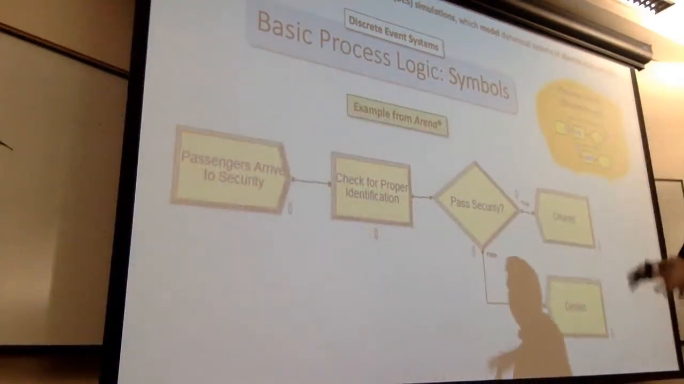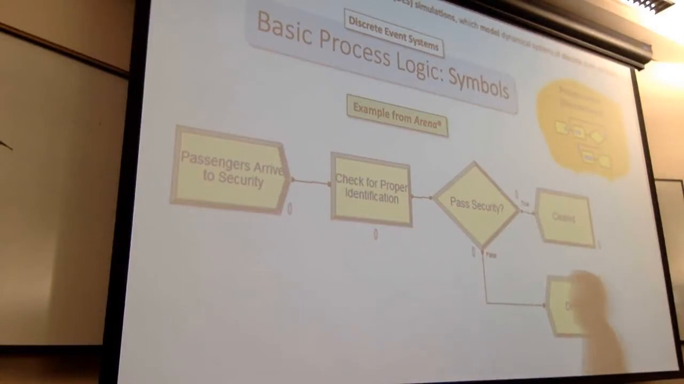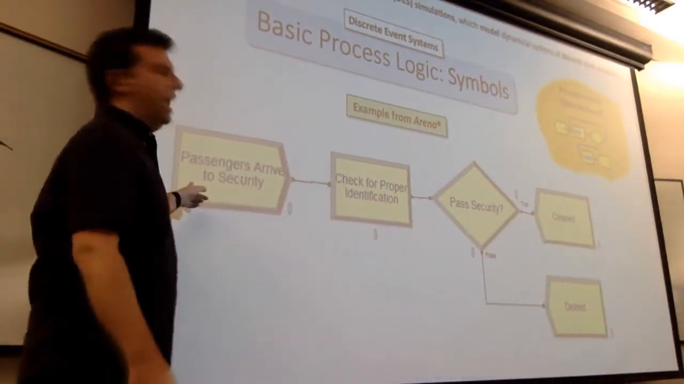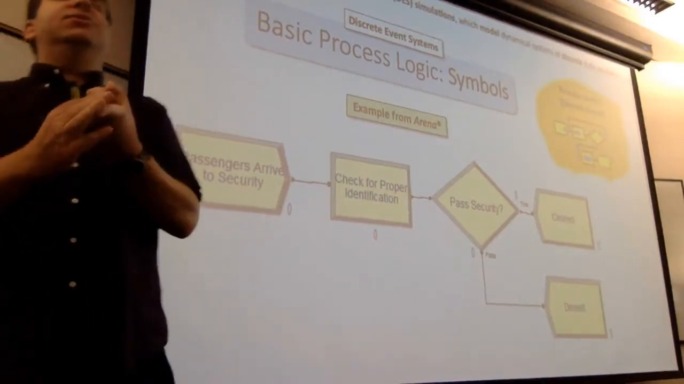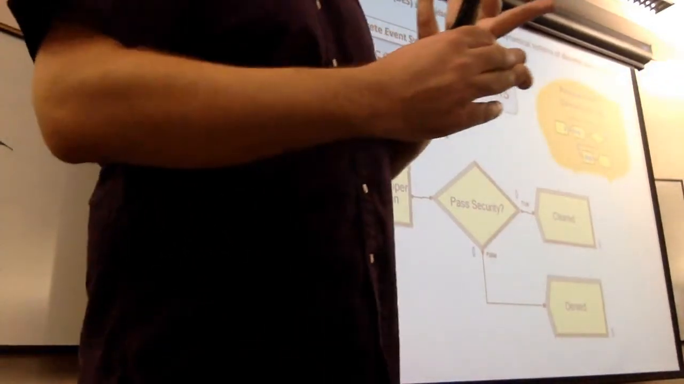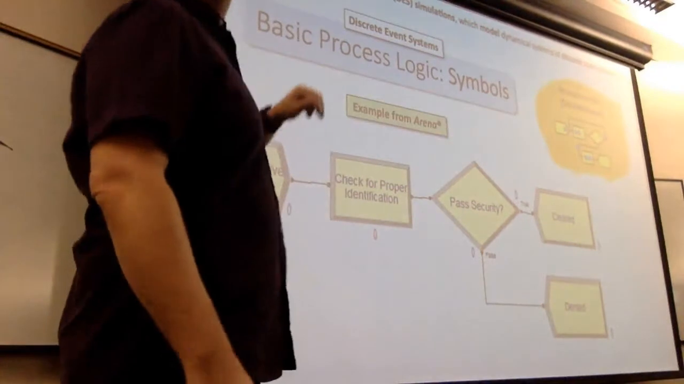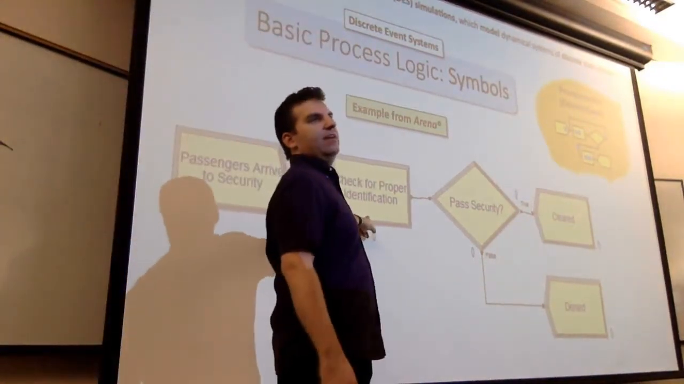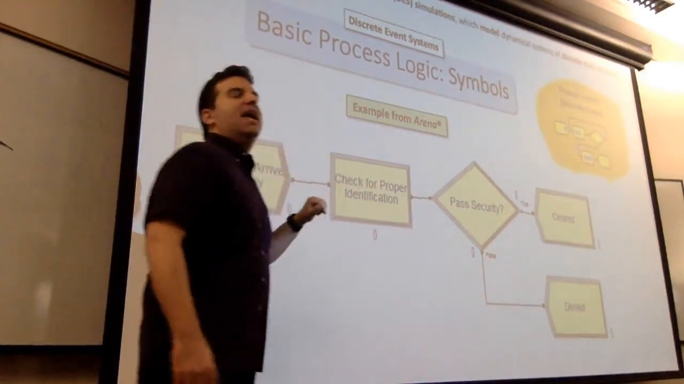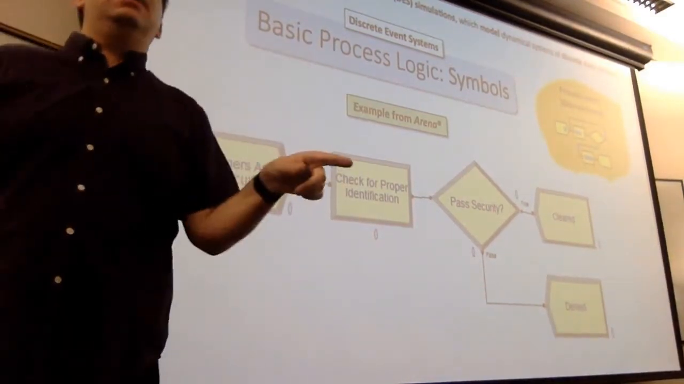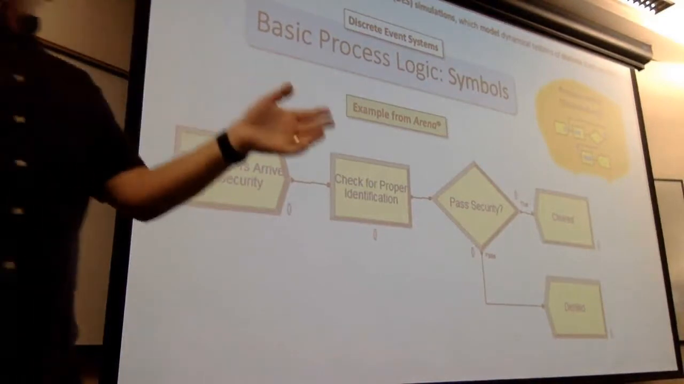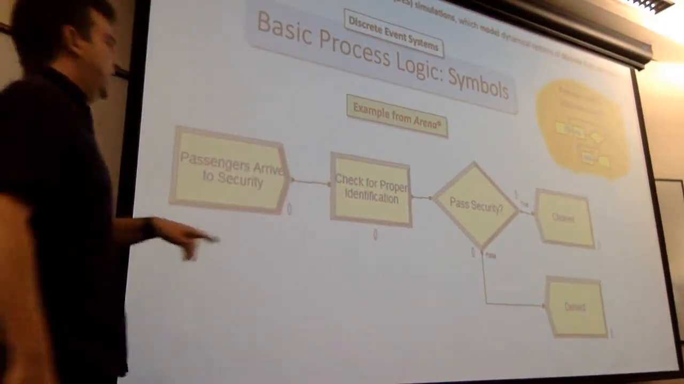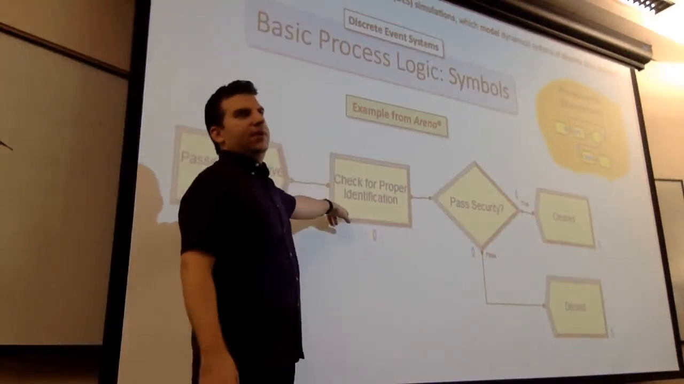An example of that, we've already seen this one here. So passengers arrive at security. If I were to drill down into this block, I could say how many passengers arrived and how frequently they arrive. And there are statistical distributions inside there that I can put in. Check for proper identification. If I were to drill down into this rectangular block, I can tell you how long it takes to check an ID. What's the minimum time? What's the maximum time? What's the average? What's the distribution shape like? All that I can put in through here.